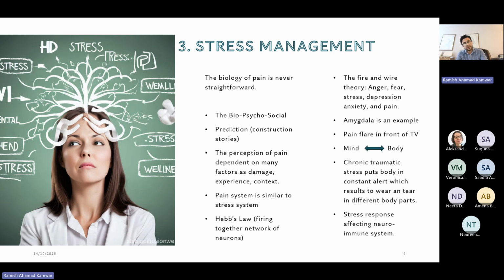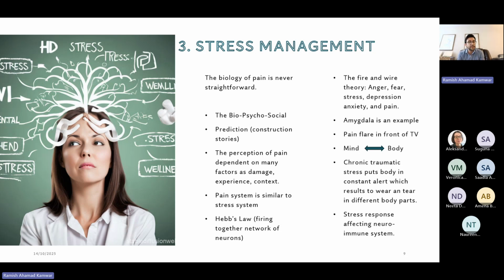So as we talked earlier, the biology of pain is never straightforward. It's never that easy. We talked about this biopsychosocial model and the prediction ability of our brain. The perception of pain depends on so many factors. It's not just that if there's an injury, you feel pain. It depends on our experience, the context, the situation, the environment, previous experiences, if we have gone through it, or what we are seeing.